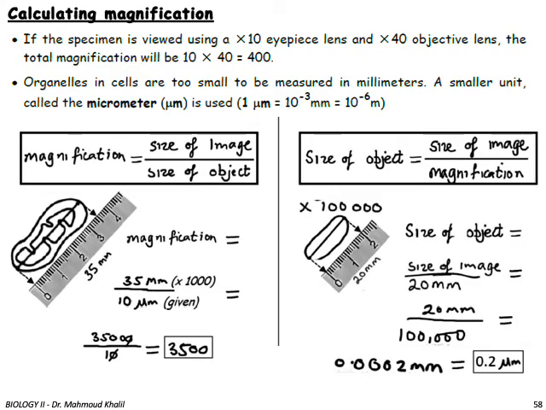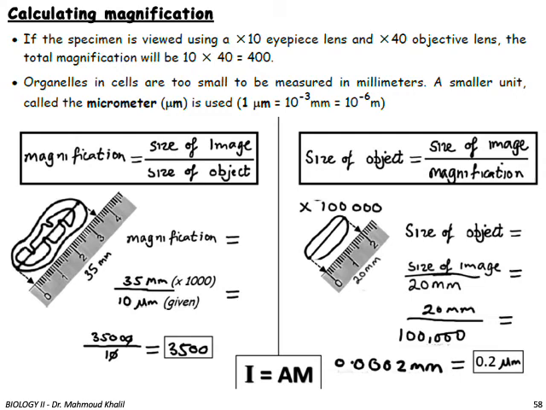In another way, you can calculate the size of the object as well, by dividing the size of the image over the magnification. Now the given is the magnification, which is around 100,000, and you have the size of the image using the ruler from the photo. So you have a photo with an organelle that measures 20 millimeters with the ruler, and the magnification is given as 100,000. When you use the same equation, you reach the actual size of the object, which is 0.2 micrometer.